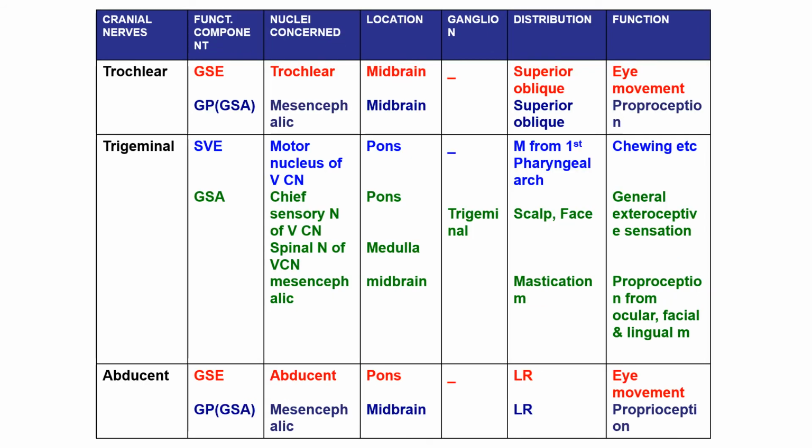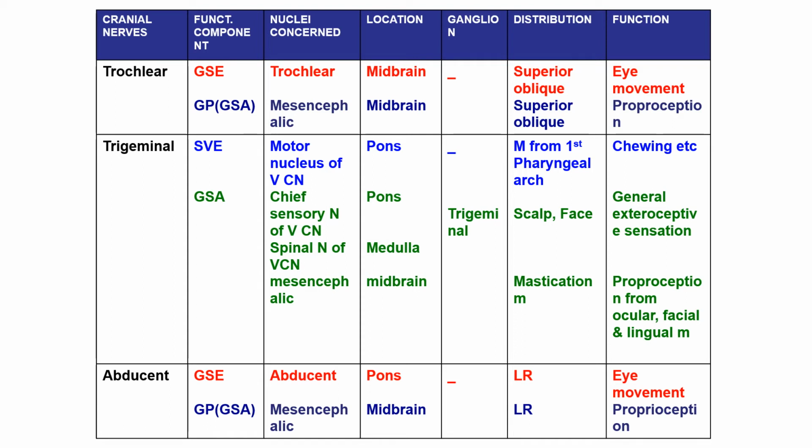Coming to the fourth cranial nerve, that is the trochlear nerve. The first functional component of this cranial nerve is general somatic efferent. The nucleus concerned is the trochlear nucleus, which is located in the midbrain, distributed to the superior oblique muscle, which helps in eye movement. The second component is the general proprioceptive or the general somatic afferent column. The nucleus concerned is the mesencephalic nucleus, which is located in the midbrain, distributed to the superior oblique muscle and helps in proprioception.